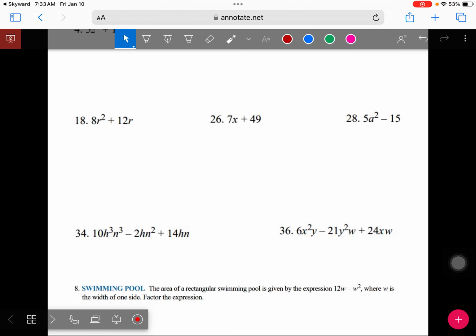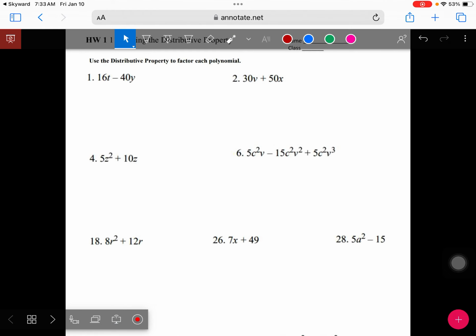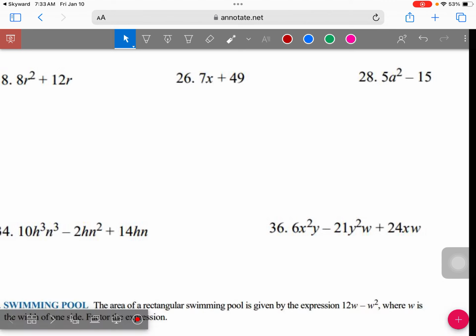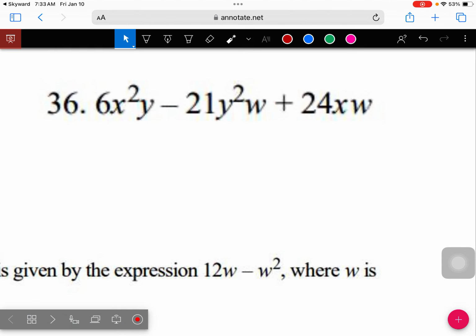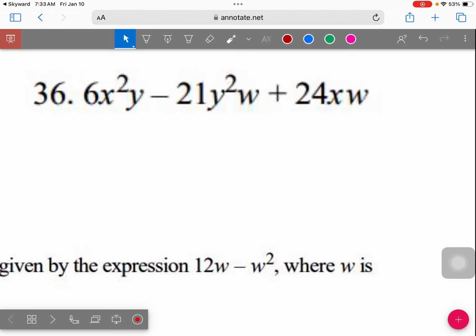Okay, so let's look at the directions first. This one says use distributive property to factor. So we are just factoring. Okay? All right. So everybody, if you don't have 36, everybody should get 36 correct. Okay? So first of all, I am going to underline my coefficients. I got 6, I got -21, and I have 24.